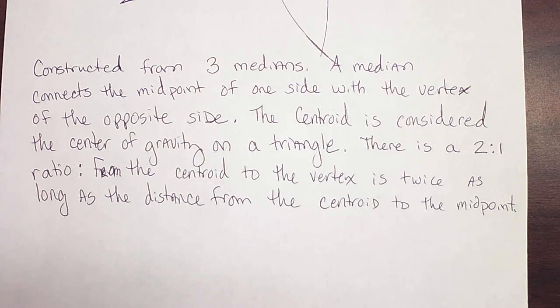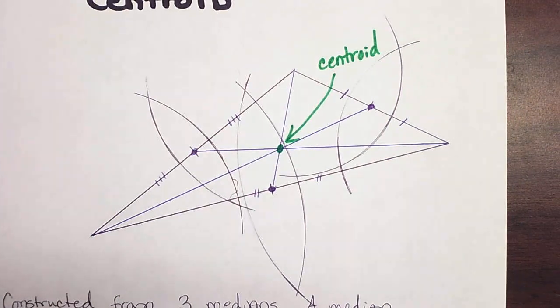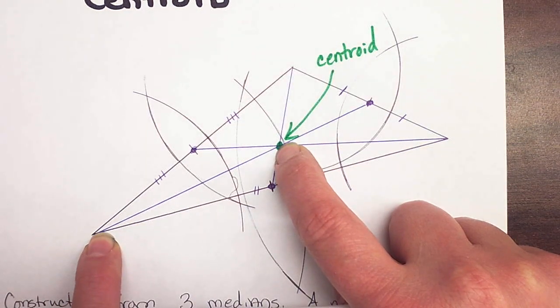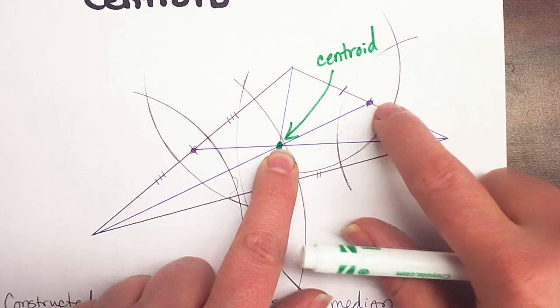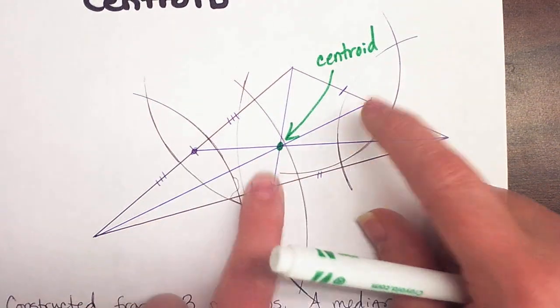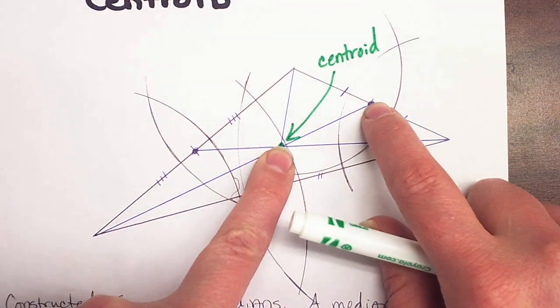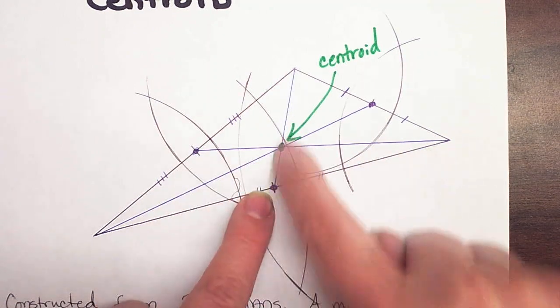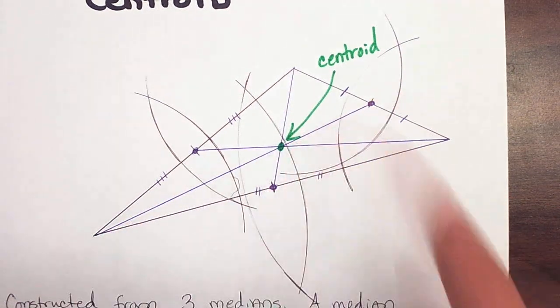There happens to be a 2-to-1 ratio. If we measure the distance from the centroid to the vertex, this is going to be twice as long as the distance from the centroid to the midpoint. So up here in my picture, if I were to measure the distance from this vertex to the centroid, that would be twice as long as the distance from the centroid out here to that midpoint. So if this is 10, this is 5. If this is 8, this is 4, etc. And that same thing exists for each of the other medians that were drawn to construct the centroid.